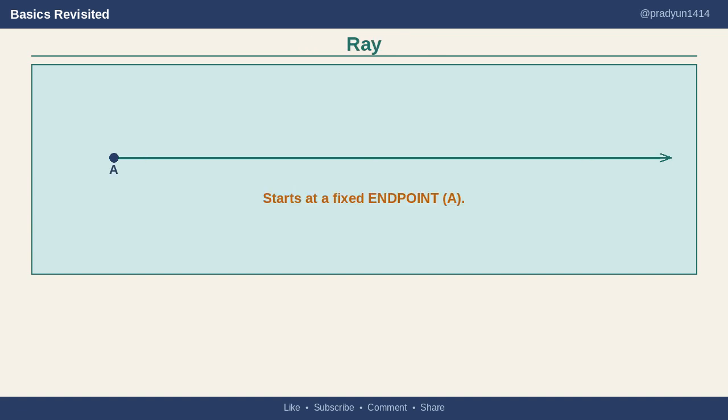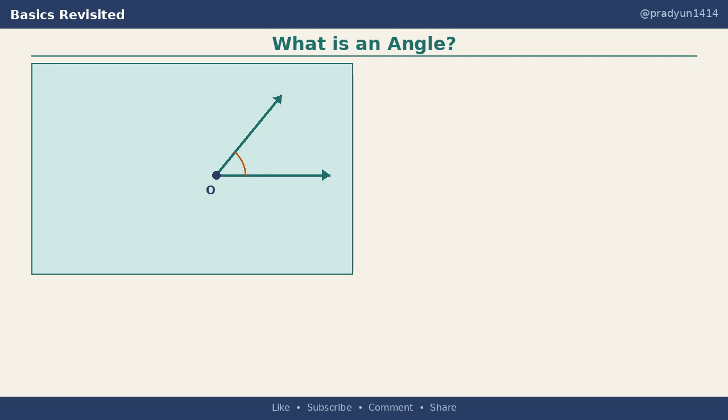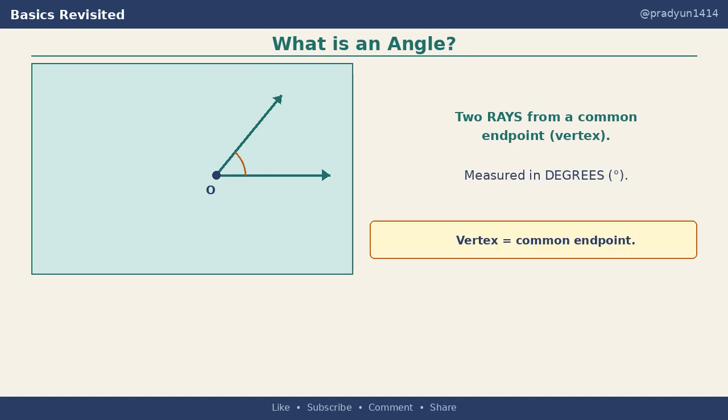A ray starts at a fixed endpoint and extends infinitely in one direction. A line segment has 2 endpoints and a fixed measurable length. An angle is formed when 2 rays share a common endpoint called the vertex.